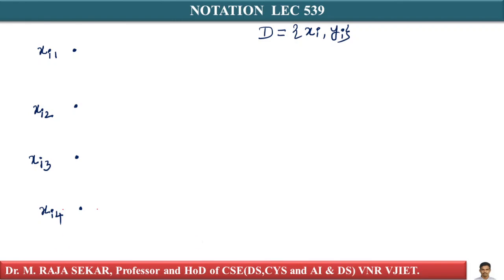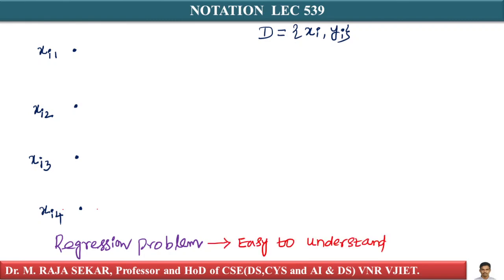Let's use a regression problem because regression is easy for differentiation and easy to understand. Let's assume xi belongs to R4, which means it is a 4-dimensional point. Let's say my yi belongs to R. So we are solving a regression problem, because maths and stats become easy to follow. So let's go back to the notation.